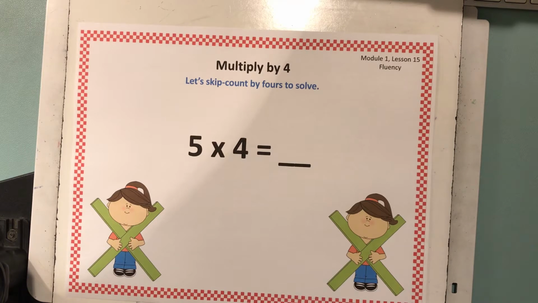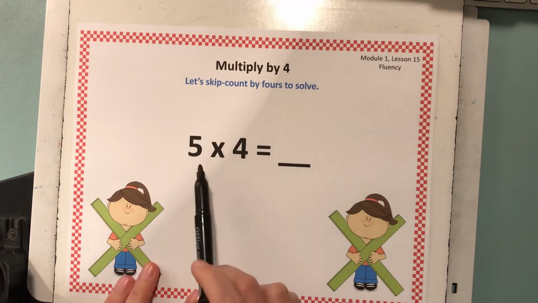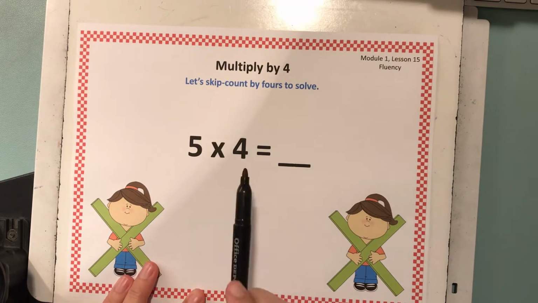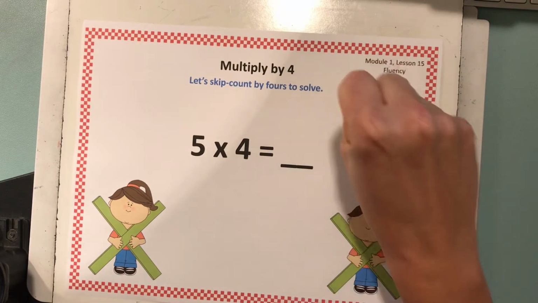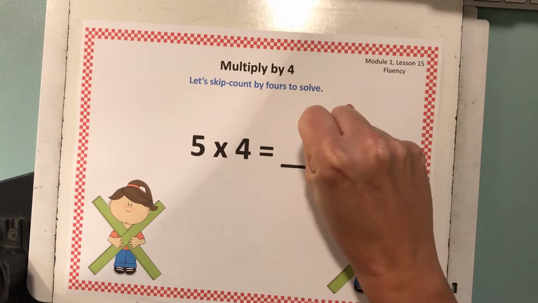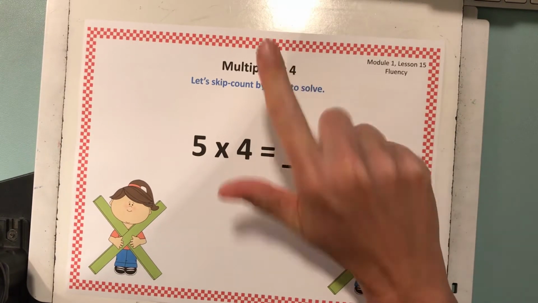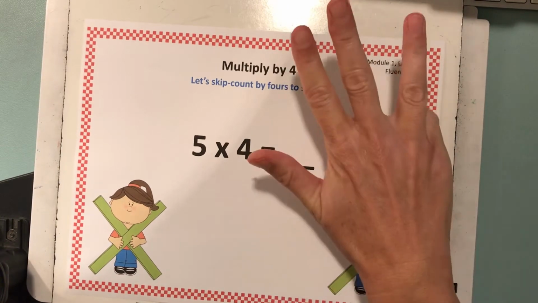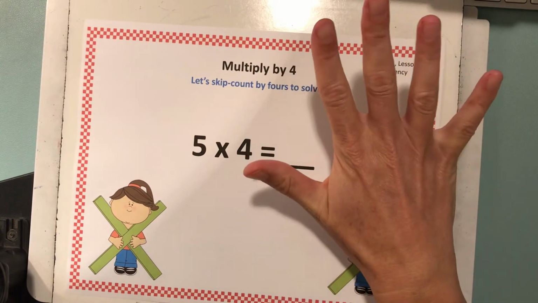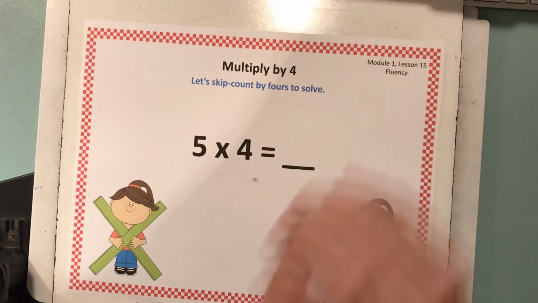So the first one is 5 times 4. So we're going to skip count 5 times by 4. You ready? We're going to use our fingers. So everybody get a fist and let's skip count by 4s. 4, 8, 12, 16, 20. So 5 times 4 equals 20.